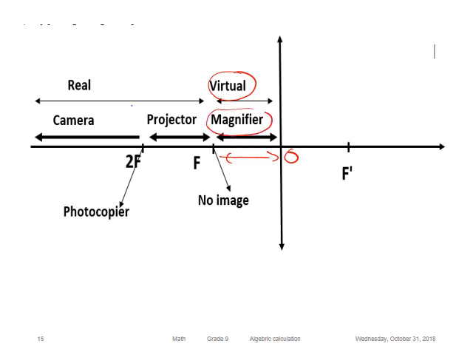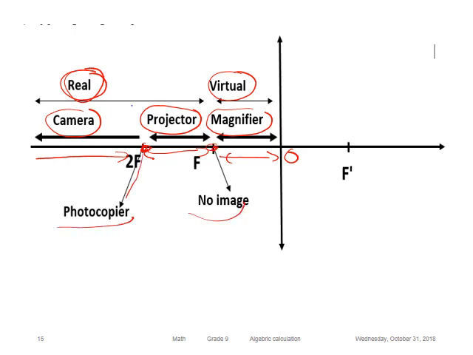When the object is between O and F, the image is virtual, and we use this lens as a magnifier. When the object is between F and 2F, the image is real, and we use the lens as a projector. When the object is beyond 2F, the image is real, and we use it as a camera. At 2F, we use it as a photocopier. At F, there is no image.